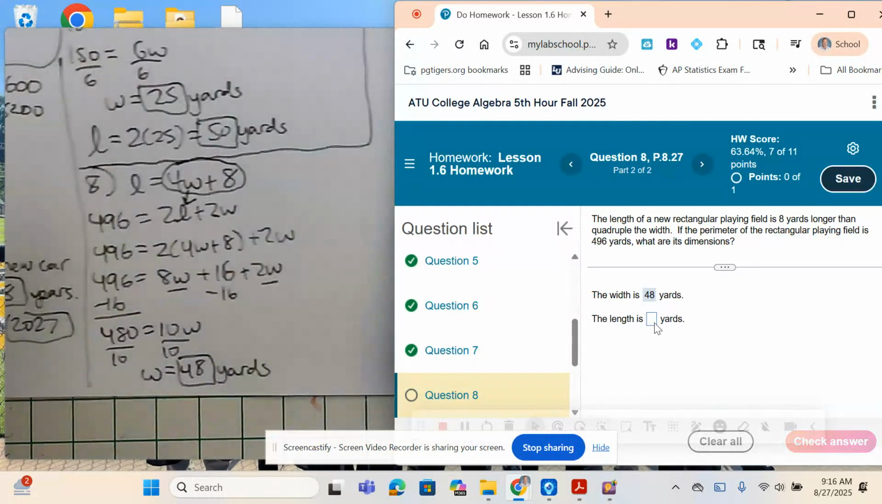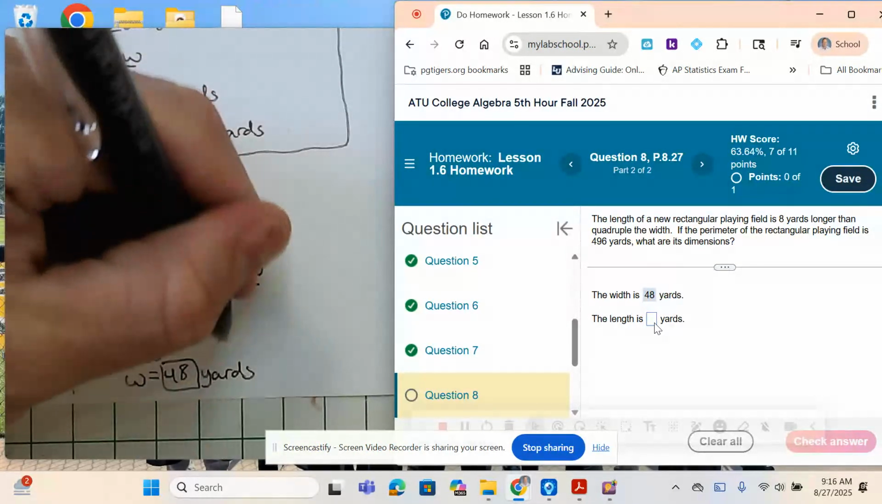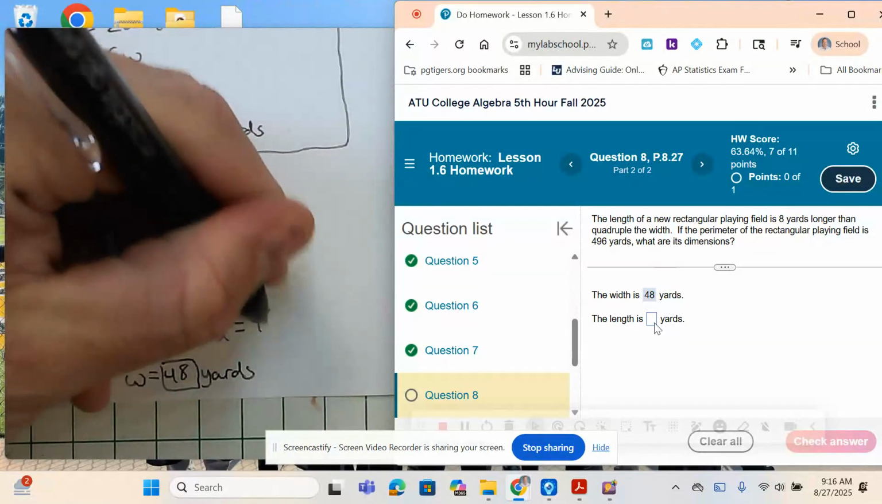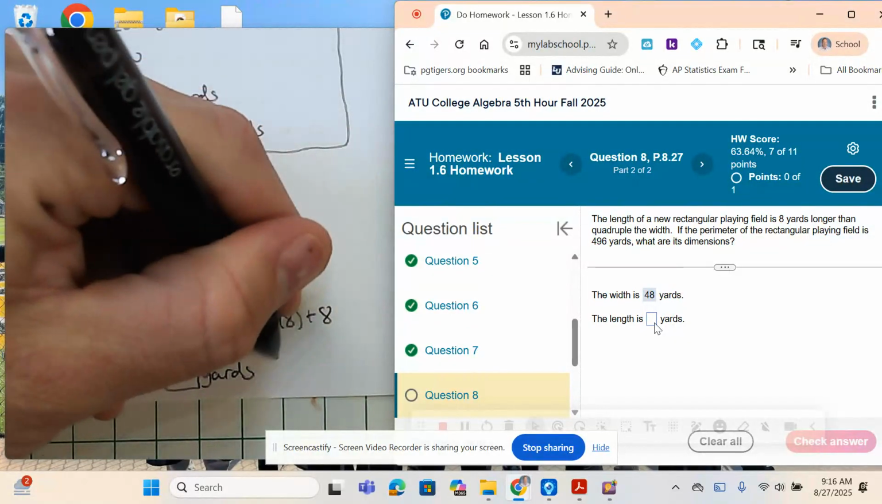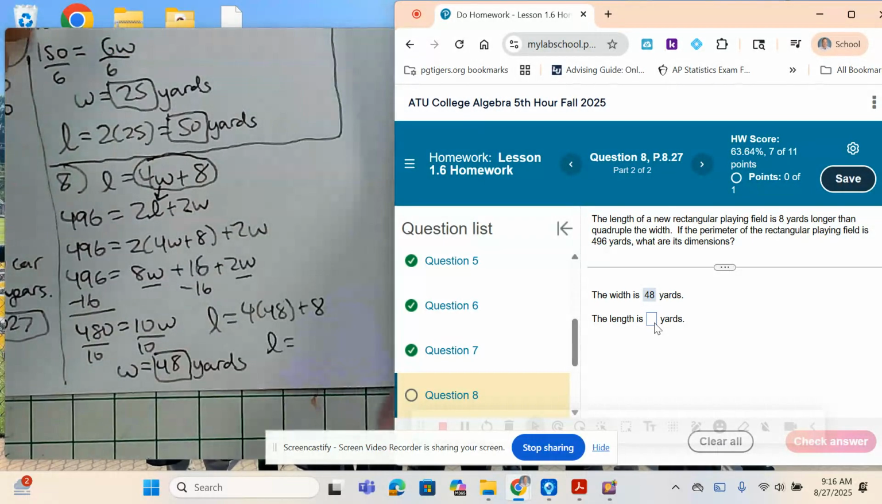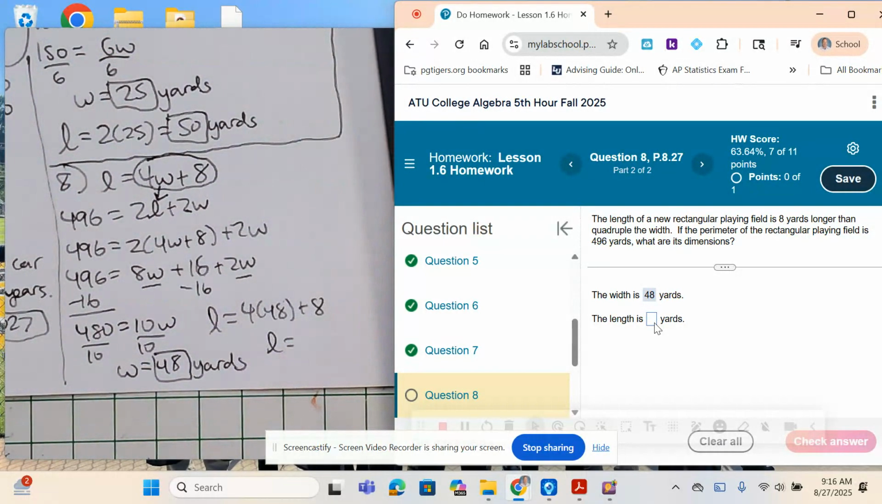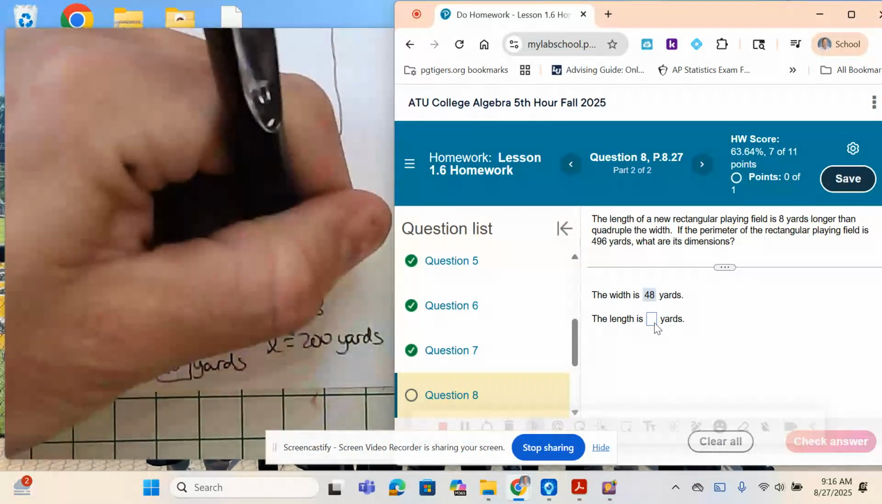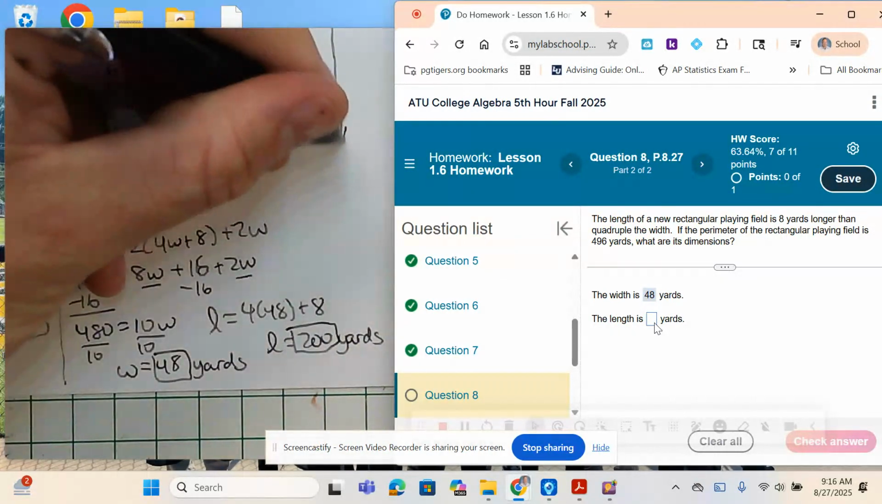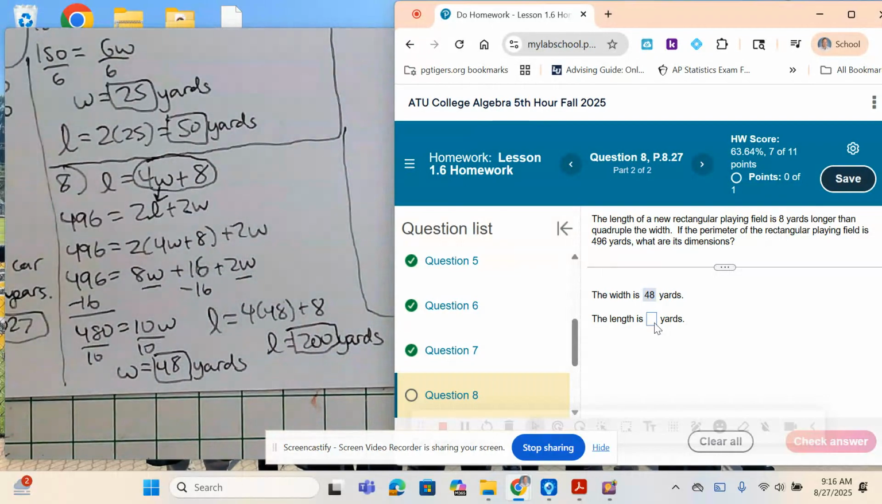Length, I'm just going to find length. Length is 4 times 48 plus 8. Length is equal to 4 times 48 plus 8, 200 yards. So length's 200.